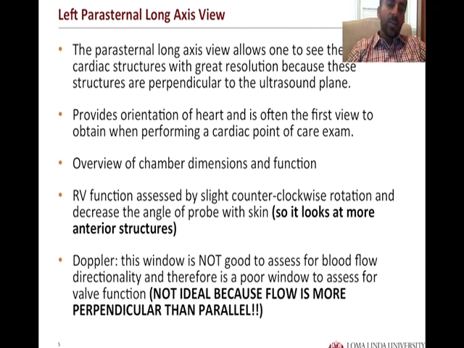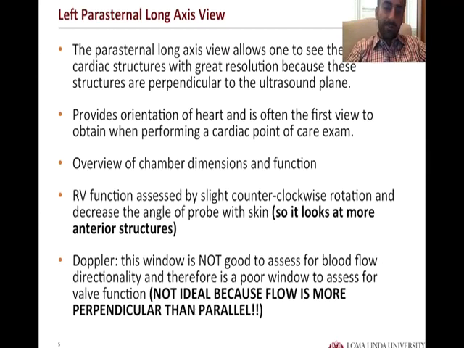Additionally, you can actually make a long axis cross-section of the RV, although slightly more advanced when it comes to the point-of-care ultrasound setting, by simply rotating your probe counterclockwise and decreasing the angle to allow a more superficial cross-section of that heart.